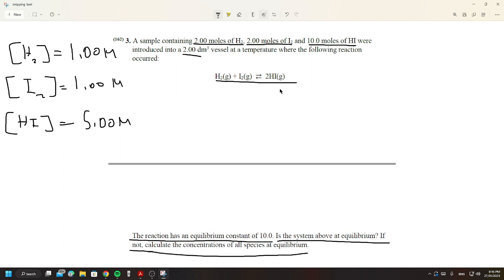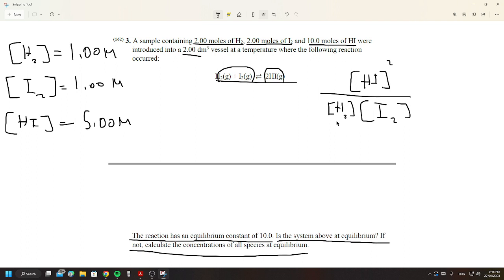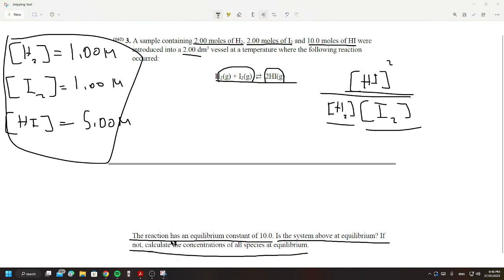So we just write down the equilibrium expression, which is going to be the products over the reactants. So concentration of HI squared over concentration of H2 times I2. And we already have the concentrations of every single one of these. We just calculated them here. So if you substitute it into your calculator, let's just see here.